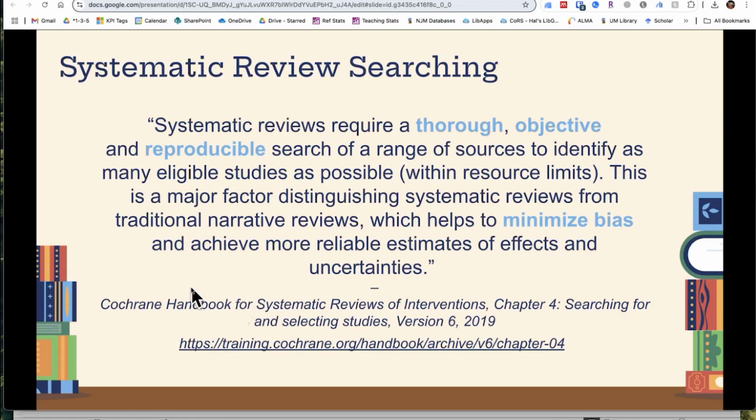Okay, so systematic review searching. To do them, you need to have a thorough, objective, and reproducible search of all of these different sources. And really, it is the search which distinguishes your project from traditional narrative reviews, because it has been designed to minimize as much potential bias as possible. That is really what makes it different from other types of reviews or research of that nature.